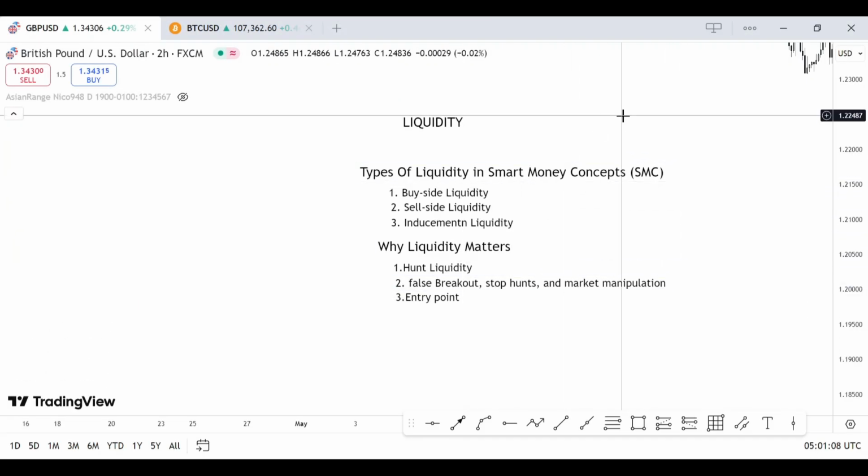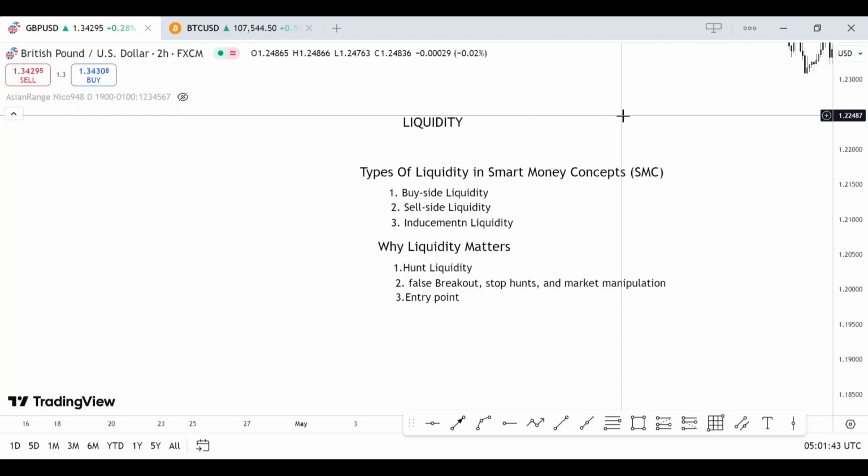So, what is liquidity? Why is it important? What type of liquidity do we have? Why does it matter? So in simple terms, what is liquidity? Liquidity simply means where a lot of orders are stacked. Think of stop losses, pending orders, buy limits or sell limits. Smart money targets those zones because they need volume to fill their massive order. So they target those stop loss areas, buy stop areas, sell stop areas, to use as their liquidity to feed their massive order.